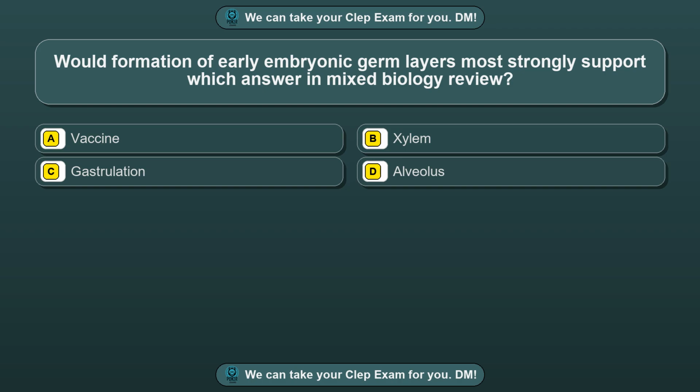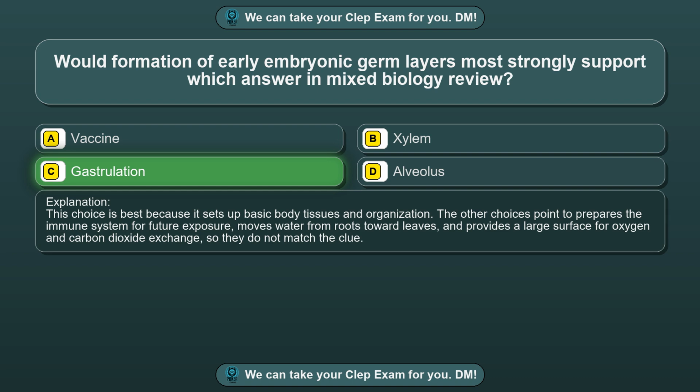Question 4. Would formation of early embryonic germ layers most strongly support which answer in mixed biology review? Option A. Vaccine. Option B. Xylem. Option C. Gastrulation. Option D. Alveolus. The correct answer is option C.